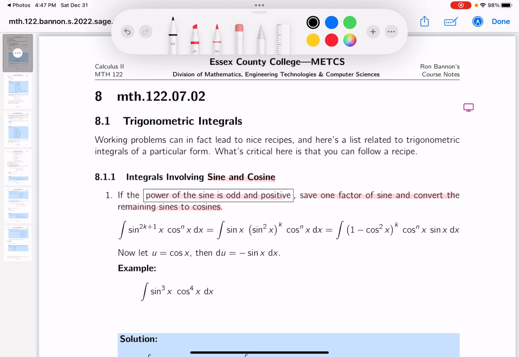The example you provided over here is sine cubed. Well, the power of the sine is odd, it's 3, and it's positive. So what I'm going to do, write this down. Let's take a look at that. What do they tell you to do? They say save one factor of the sine.